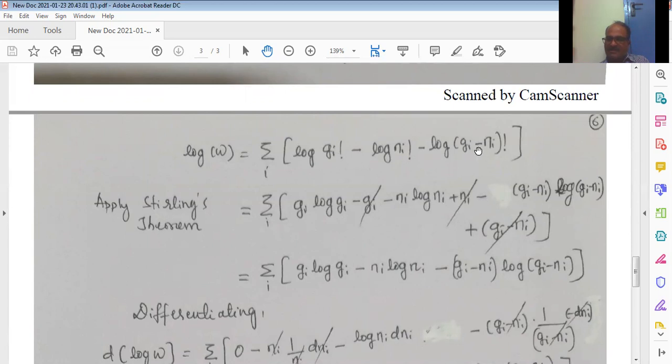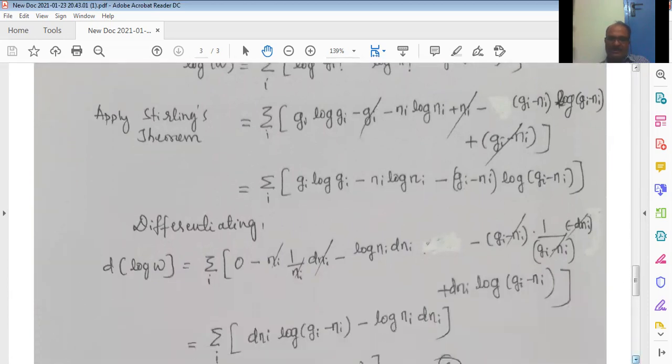Similarly, apply the Stirling's approximation to the last term. So it becomes Gi minus Ni into log of Gi minus Ni and plus Gi minus Ni. So in this way, we apply the Stirling's theorem. And you see here, this minus Gi plus Ni get cancelled, and you write the remaining things. It becomes Gi log Gi minus Ni log Ni minus Gi minus Ni into log of Gi minus Ni. So we are left with these terms.